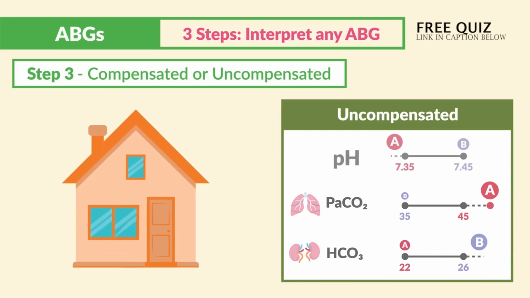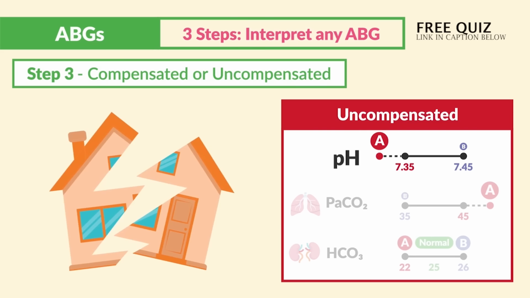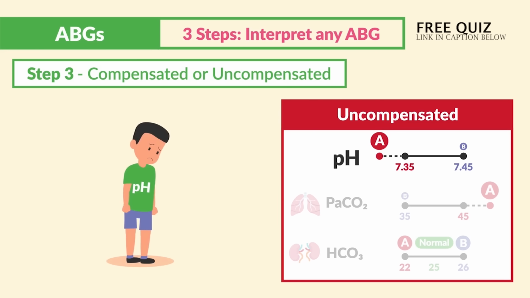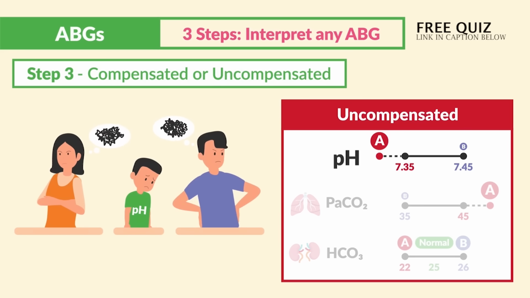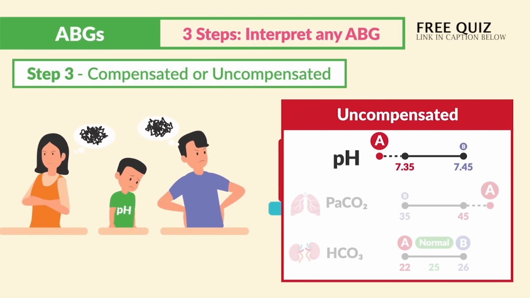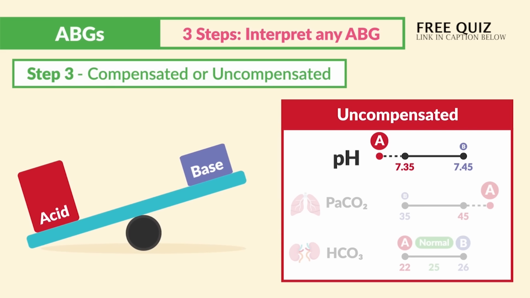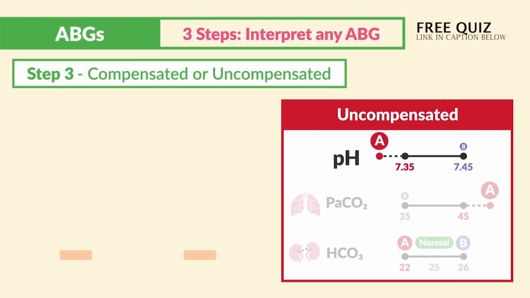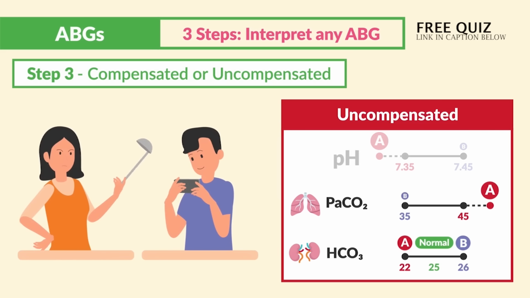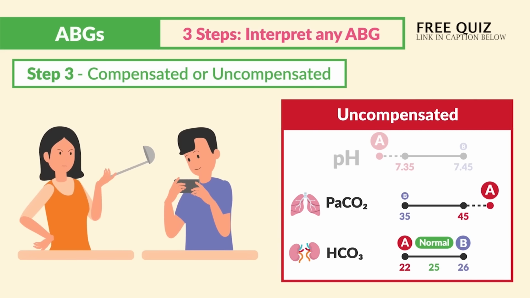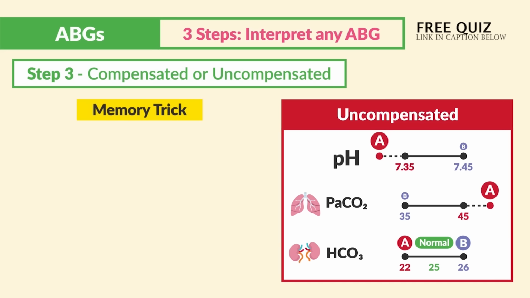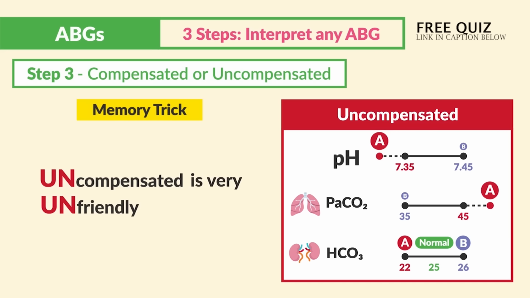Now, uncompensated, this is our broken home. Our pH baby is not in normal range. We do not have a happy baby. Oh no! Our pH has no compensation since it's not normal. There's no common ground. And the body isn't doing anything to help the balancing act either. It's like a lazy partner who ain't doing nothing around the house and ain't doing anything to help out the relationship. So the memory trick is think uncompensated is very unfriendly.